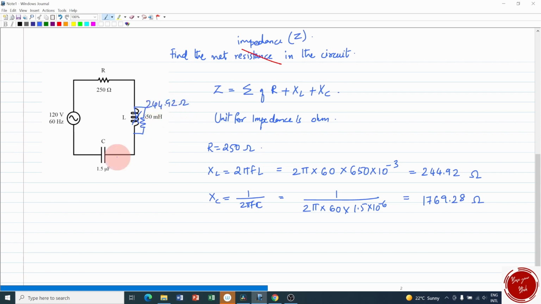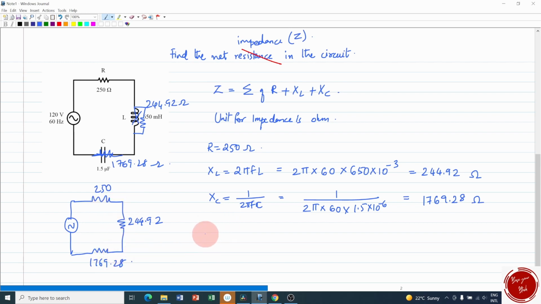Now these values indicate that the inductor can be replaced with a resistor of 244.92 ohms, and this capacitor can be replaced with a resistor of 1769.28 ohm. So actually this circuit can be redrawn like 3 resistors in series with the supply, with the values 250, 244.92 and 1769.28. Now how to find the net resistance when 3 resistors are connected in series?